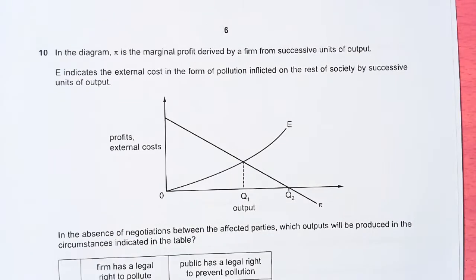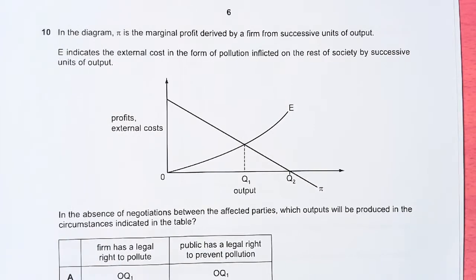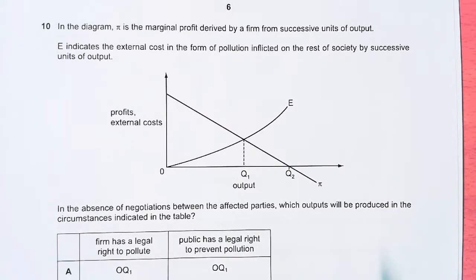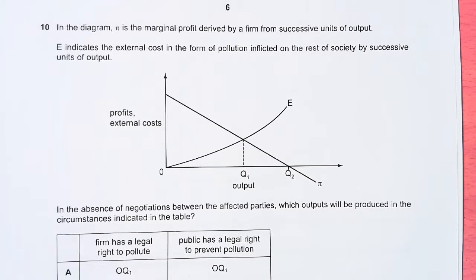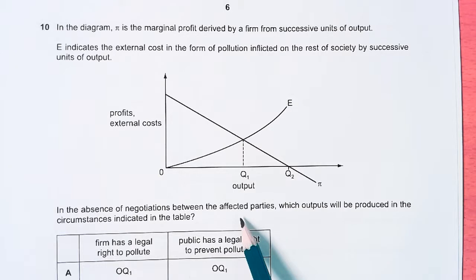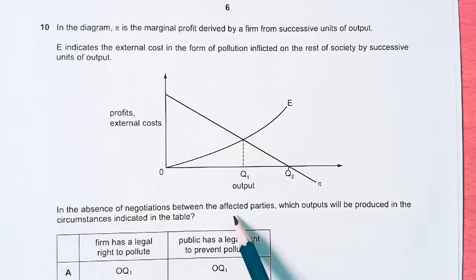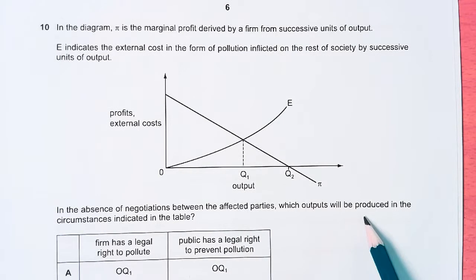Right. Next question, number 10. In the diagram, okay, so we've got the marginal profit derived by a firm from successive units of output, which indicates the external cost in the form of pollution inflicted on the rest of society by successive units of output. Okay, right. So in the absence of negotiations between the affected parties, this is going to be an important clause in this question, which outputs will be produced in the circumstances indicated in the table.